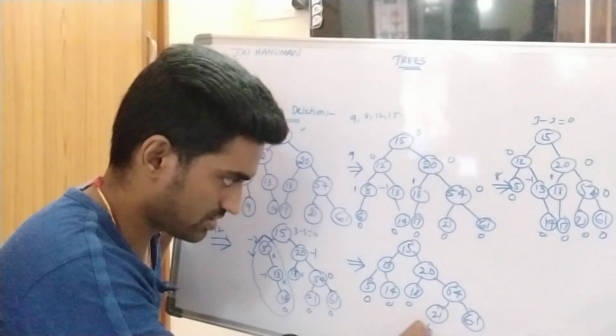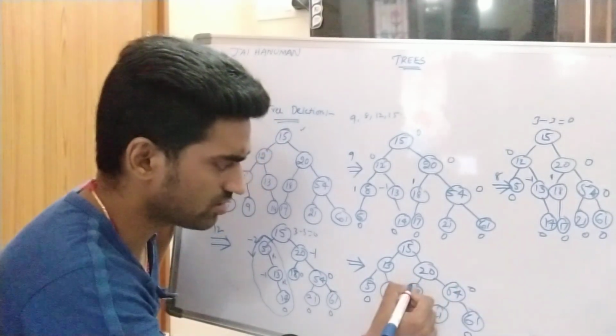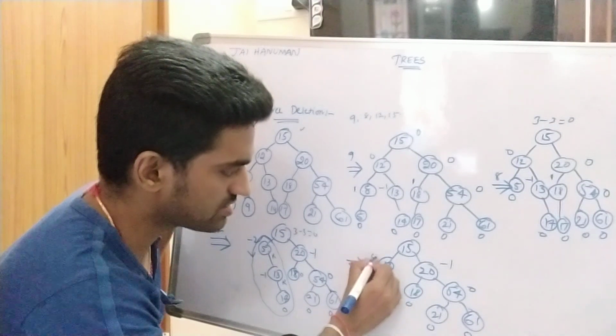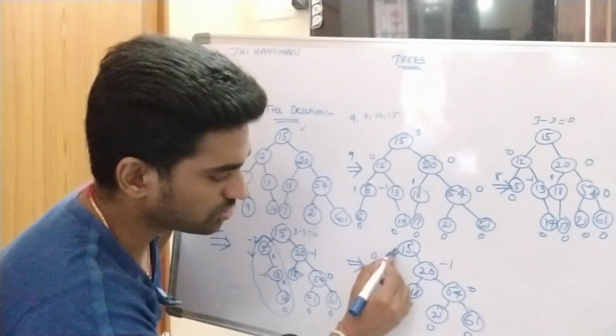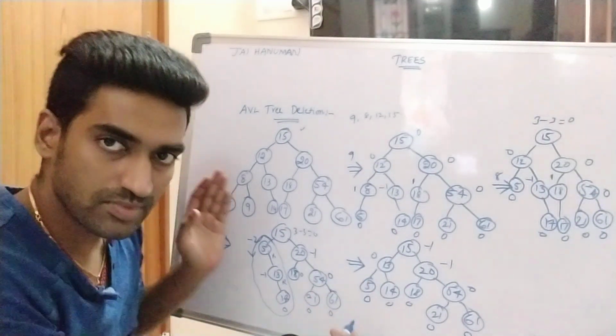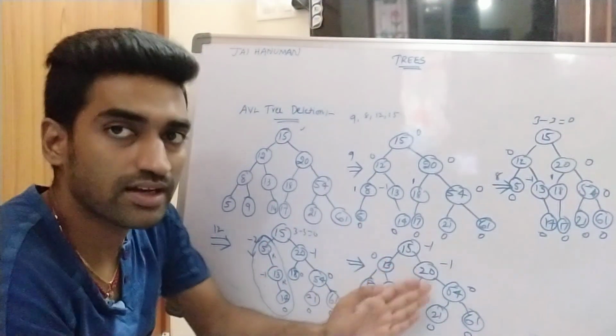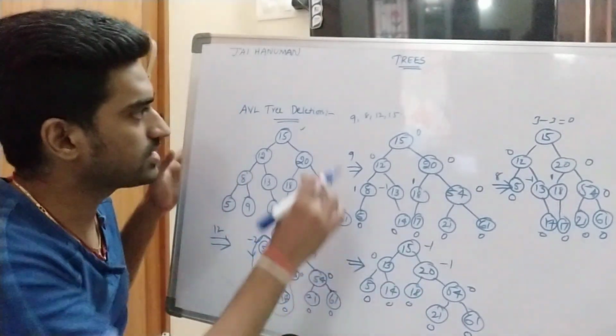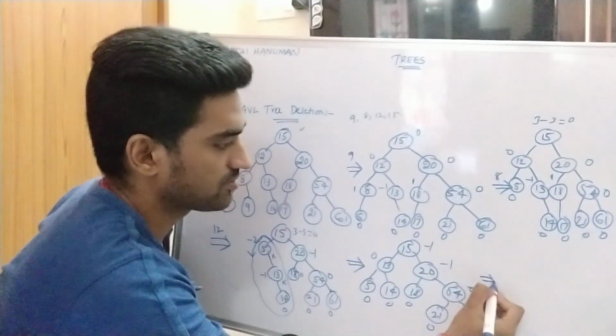0, 0, 0, 0, 0. 1 minus 1, 0. 1 minus 2, minus 1. 1 minus 1, 0. 1, 2, 2. 1 minus 3, minus 2. So here each and every node maintains a balancing factor of 0, 1 or minus 1. So that's why this is also an AVL tree. Right? So then we are deleting node 15 from this tree.